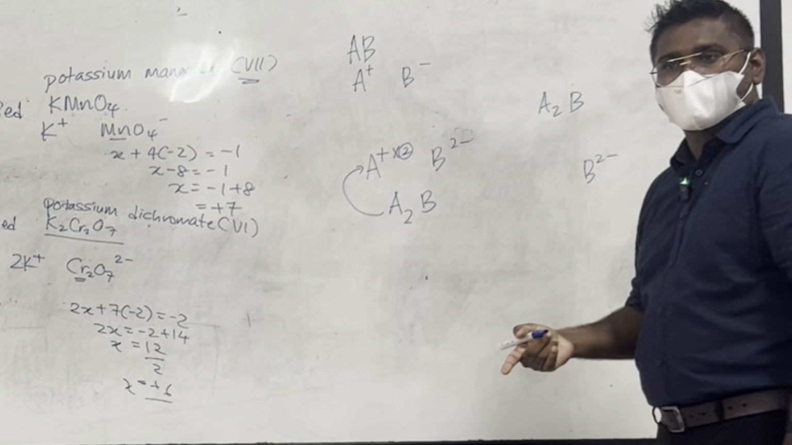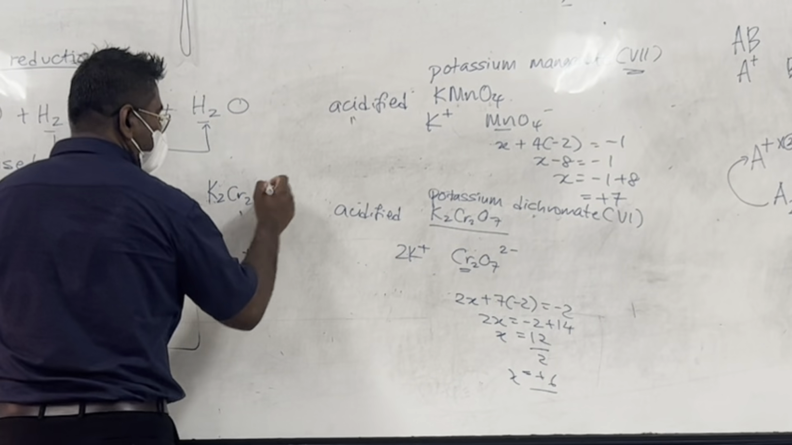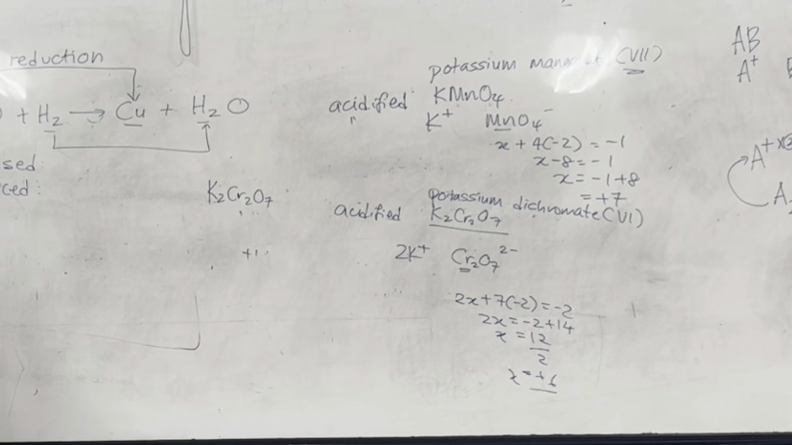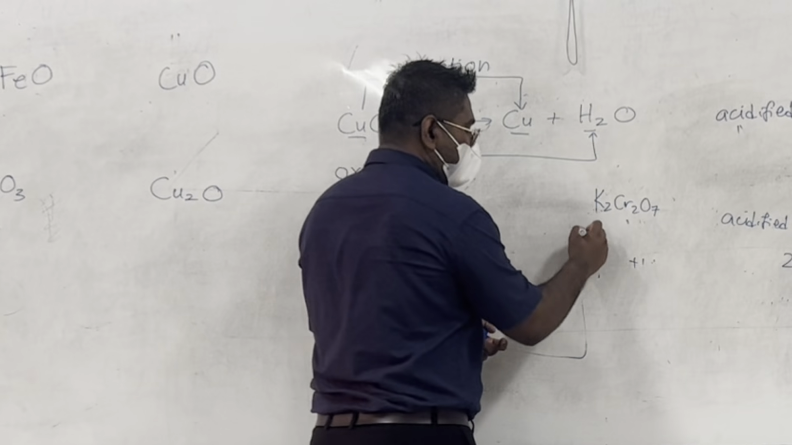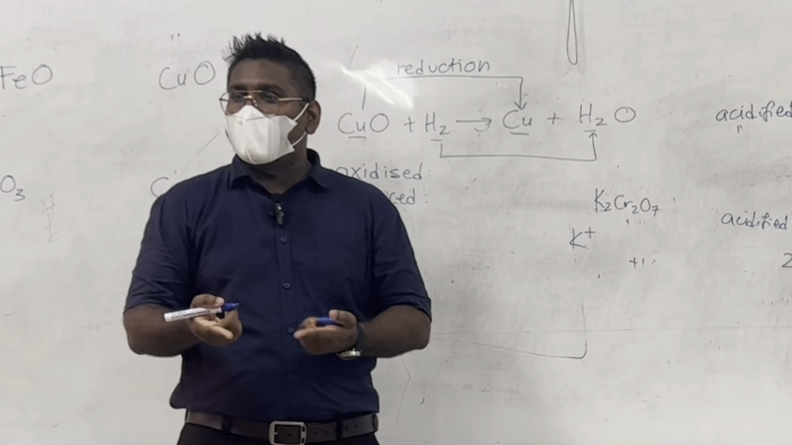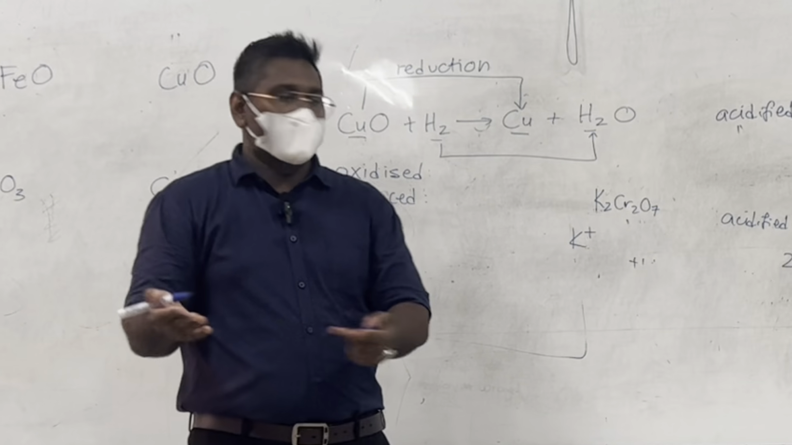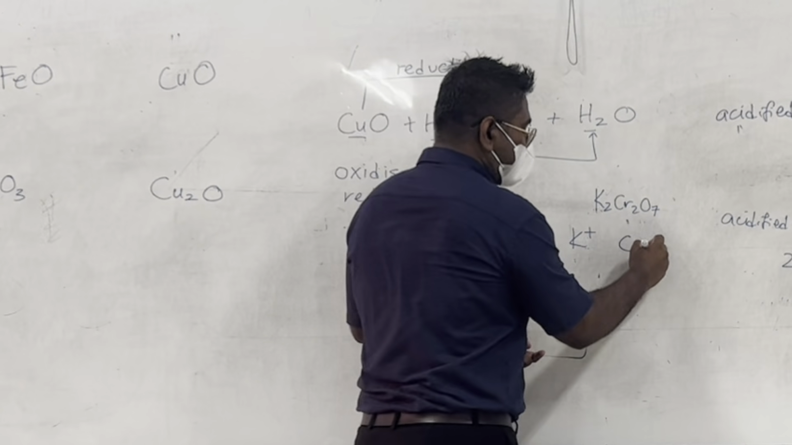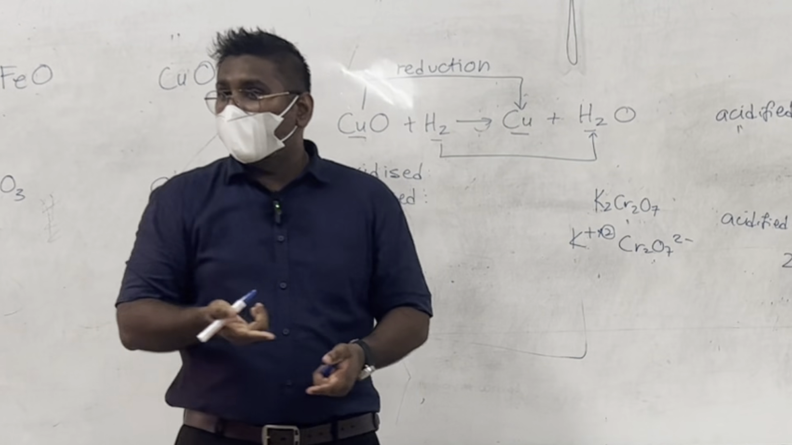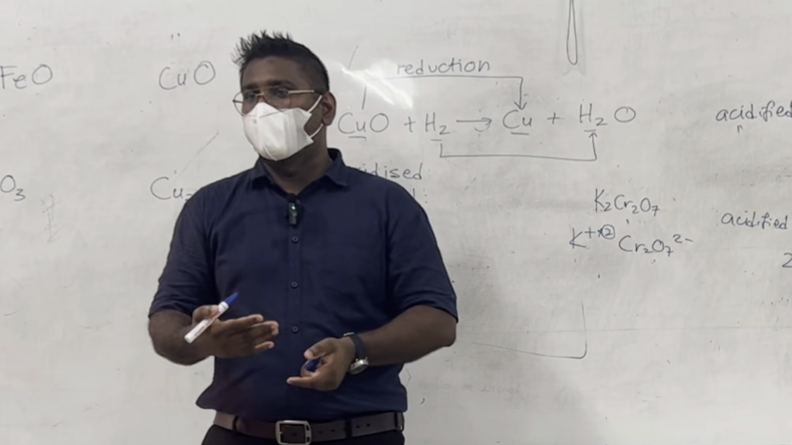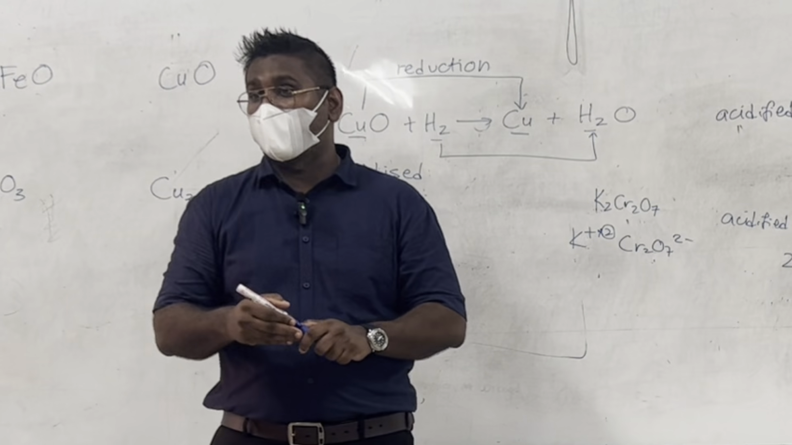So now if you have K2Cr2O7, it means that K is plus. We know K is plus, and you require 2K, so you have 2 plus. So of course this one must be 2 minus. Then only you have K2Cr2O7. So this one is just the other way around. Quite simple to understand.